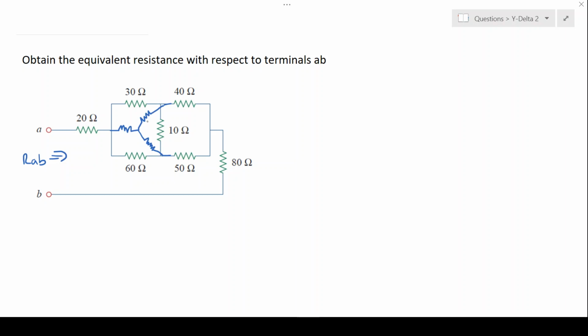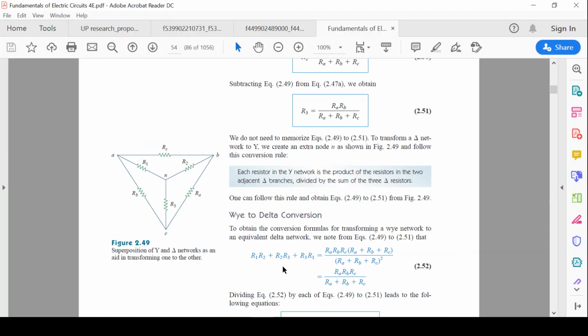Once we do that, we will be able to see that the resulting resistances will be in series, that will be in series, the result of those two would be in parallel with each other, and then the whole circuit will be in series. So let's determine these resistances. We are moving from a delta to a Y configuration. Let's see what those equations say.